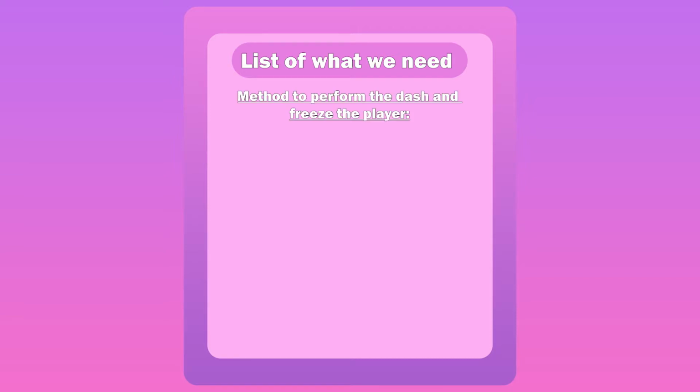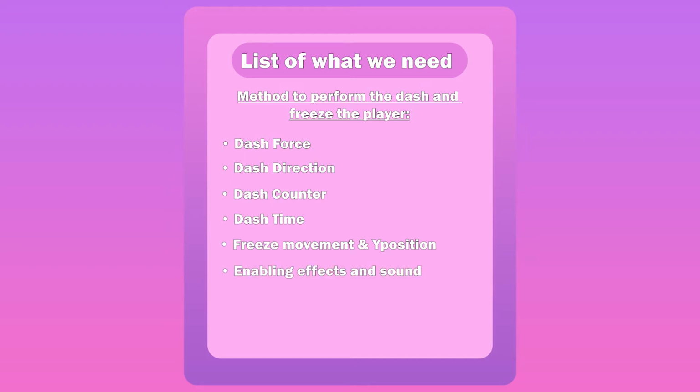So what do we need then? First of all, we need a method to perform the dash and to freeze the player. This will include a dash force and a dash direction to see how powerful and in which direction the dash should be performed. Then a dash counter to store how many times you've dashed to limit the method from being used more than once. A dash time to set how long the dash is going to last. And then a way to freeze the player's movement and Y value so that the dash is straight and consistent. And lastly, to enable the effects and sound.